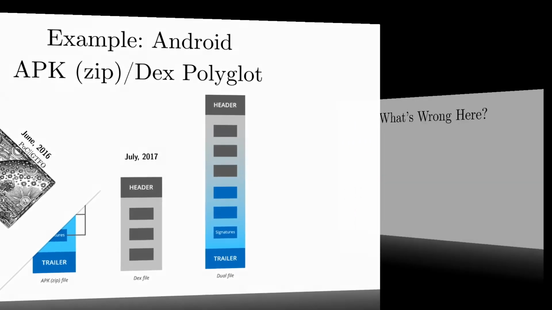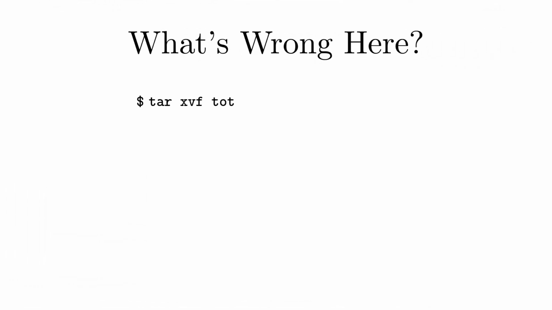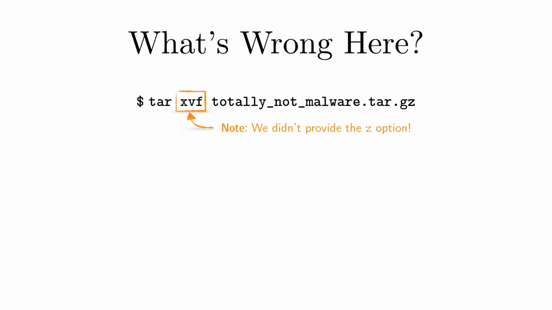Can anybody tell me what's wrong here? So one thing you might notice is that the list of arguments passed to the tar command are asking to extract it, but we're not providing the Z option to tell tar that we first wanted to unzip the file.